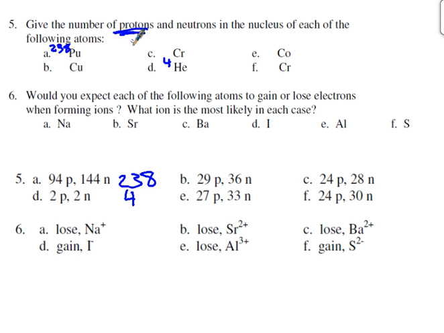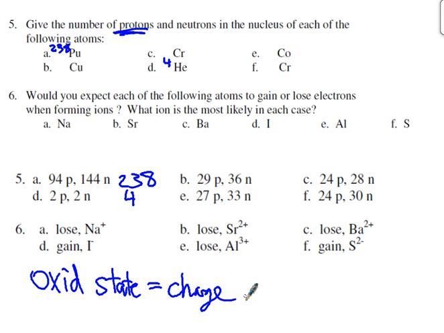Number 6, how would you expect the following atoms to gain or lose electrons when forming ions? In this scenario, we're looking at what's their common oxidation state. Usually people say charge, but oxidation state is the proper term. It's how it gains or loses electrons to achieve a stable configuration of electrons. Sodium has 11 electrons. There's 1 extra valence electron in its outer shell, its valence shell. Tends to lose that 1 electron to drop down to 10, which is a stable configuration.